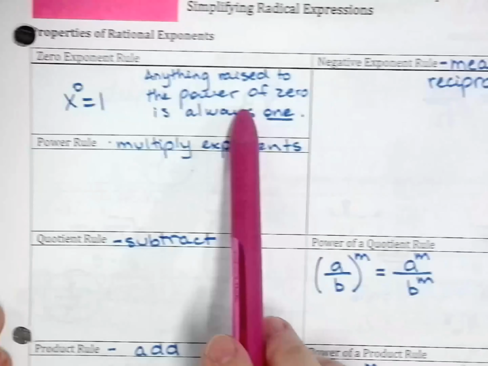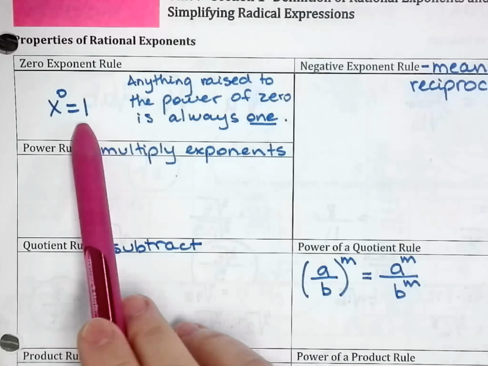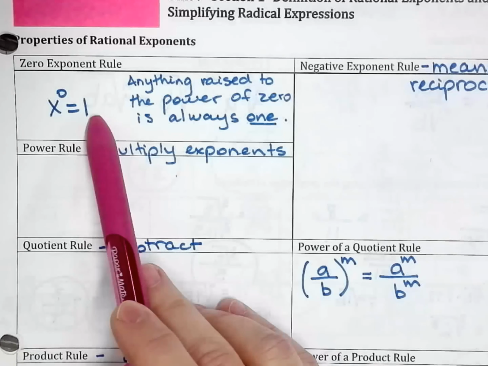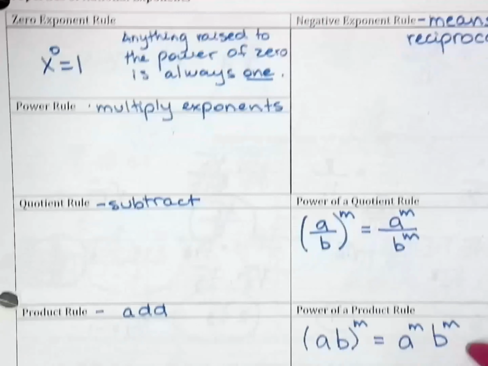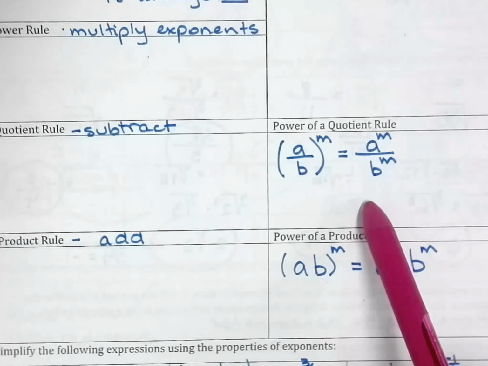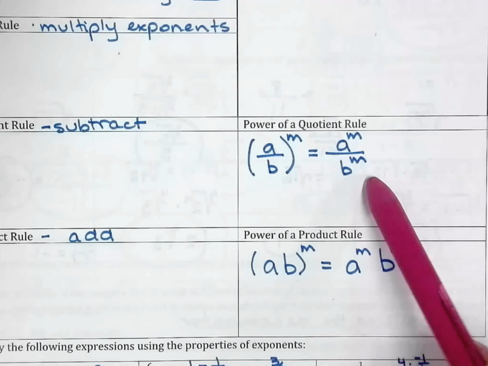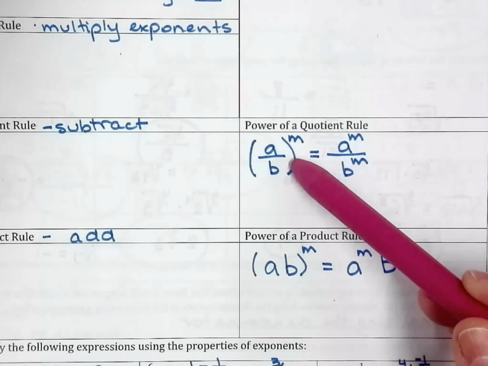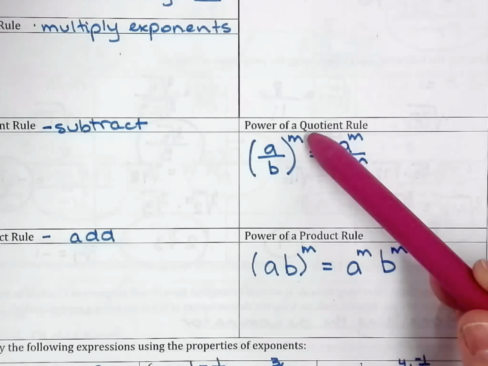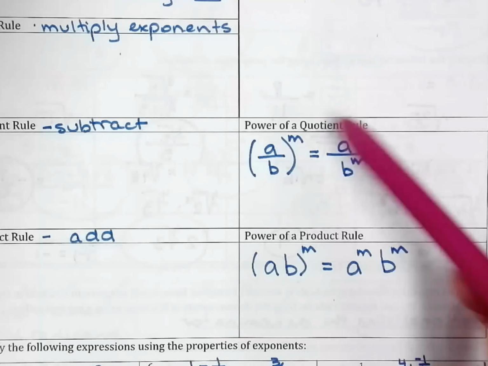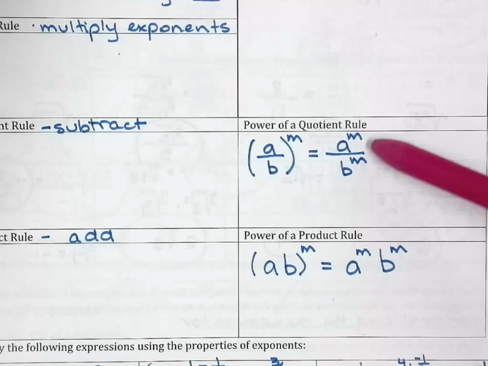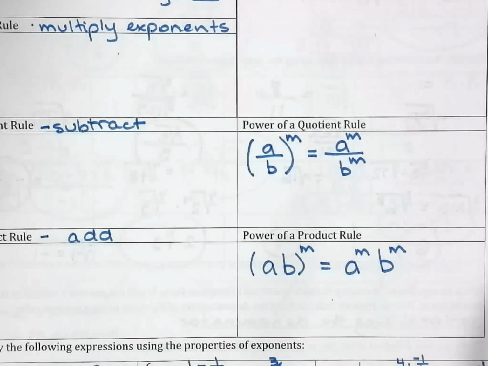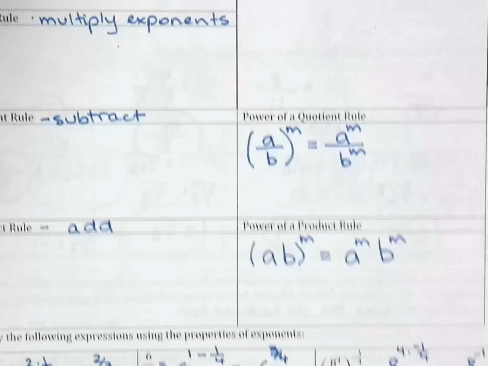Some of you might not remember the power of 0. Anything raised to the power of 0 is 1. We already talked about all of them. This one might seem like it's common sense, but you can go back and forth between putting them together under parentheses and then raising everybody to that exponent, or breaking it up into being the numerator and the denominator. And same thing right here.